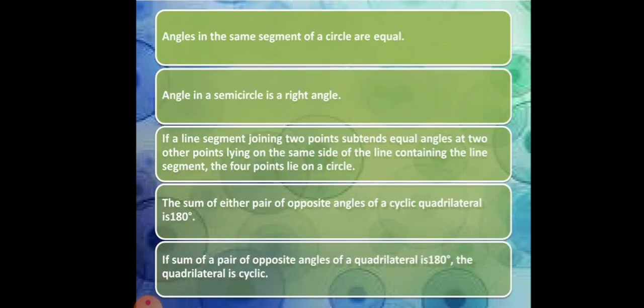Next, angles in the same segment of a circle are equal. Angle in a semicircle is a right angle. If a line segment joining two points subtends equal angles at two other points lying on the same side of the line containing the line segment, the 4 points lie on the circle. The sum of either pair of opposite angles of a cyclic quadrilateral is 180. If the sum of a pair of opposite angles of a quadrilateral is 180, then the quadrilateral is cyclic.